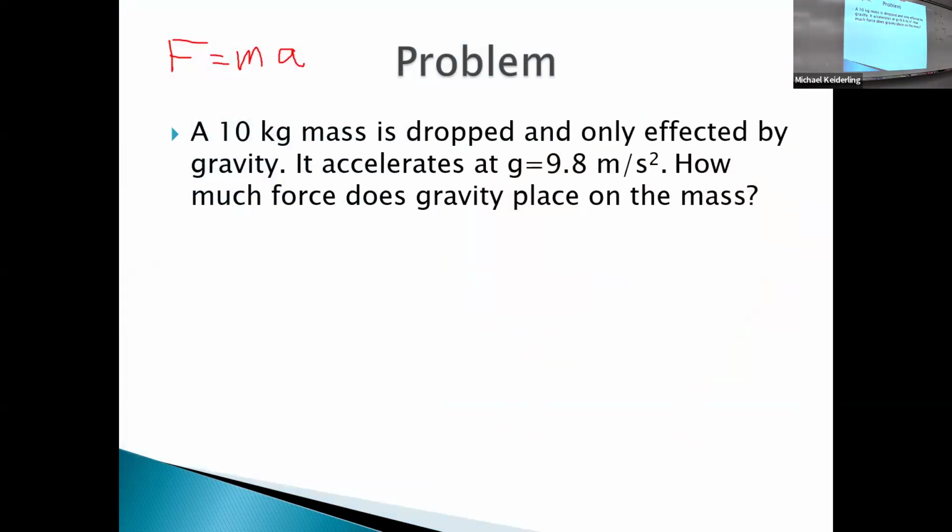So if a 10 kilogram mass is dropped and only affected by gravity, it will accelerate at g equal to 9.8 meters per second squared. So how much force does gravity place on this mass? This is asking what is the weight of a 10 kilogram mass. So I'll let you work on that for a little bit. It's fairly straightforward. Remember, force equals mass times acceleration.